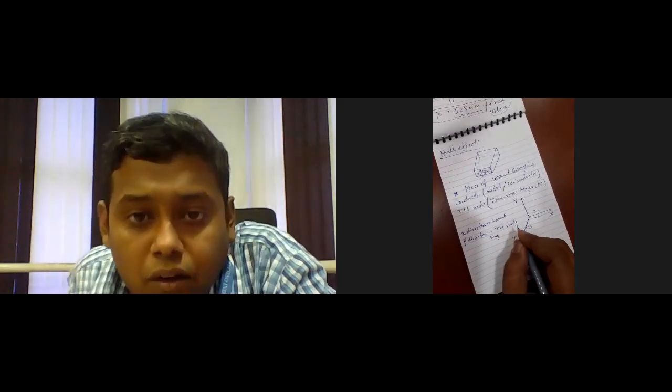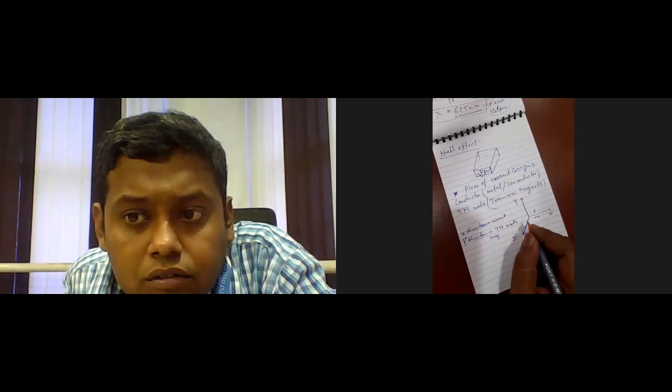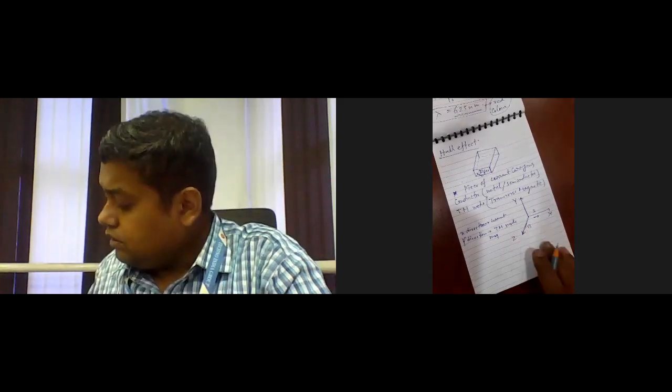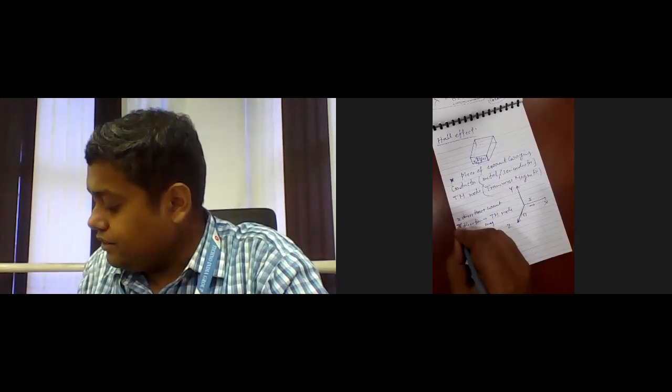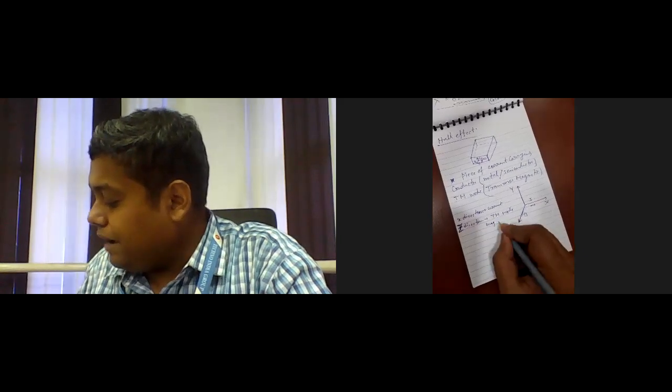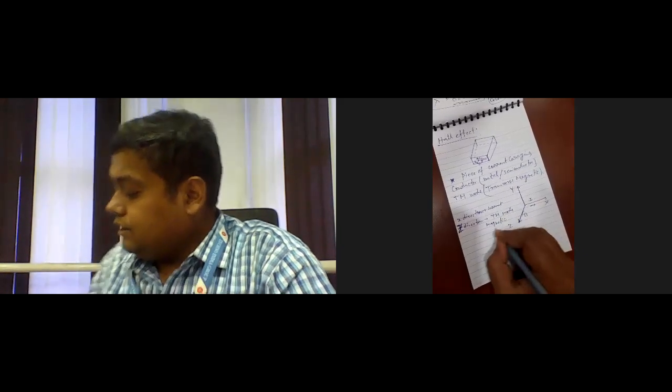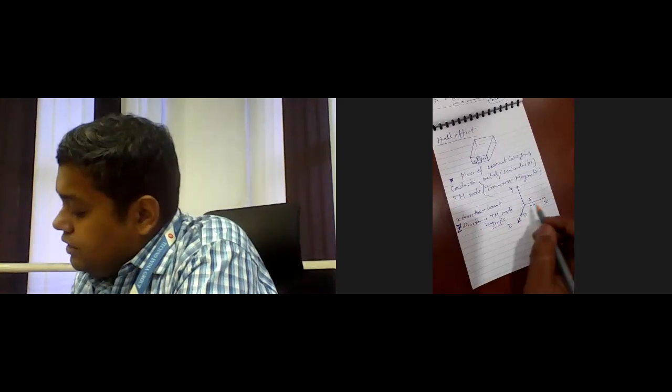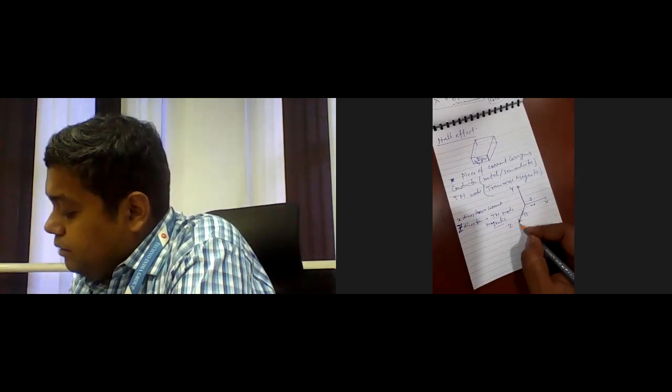Sorry, Z direction. The Z direction is the magnetic field. Right. In the X direction we consider the current, and in the Z direction the magnetic field.